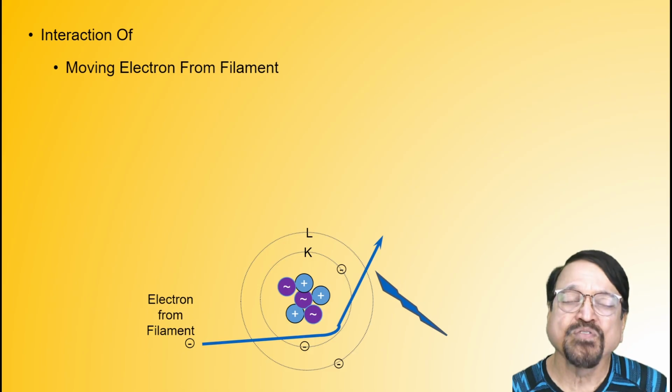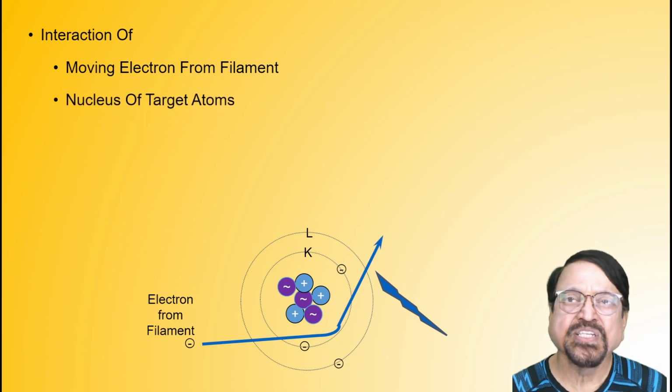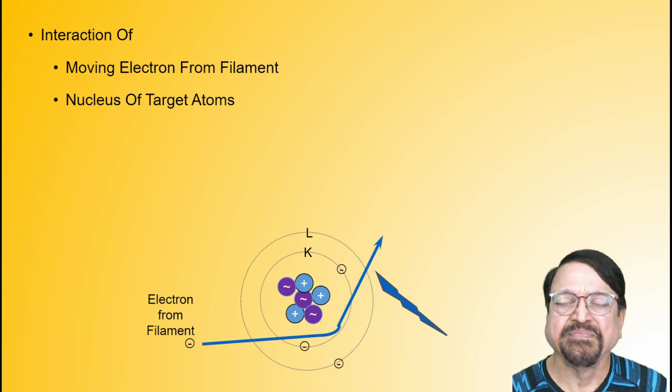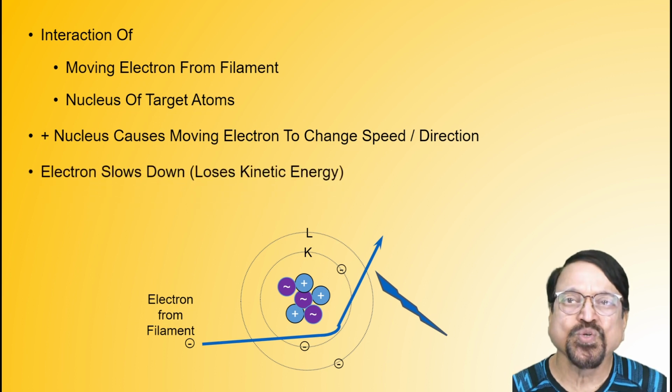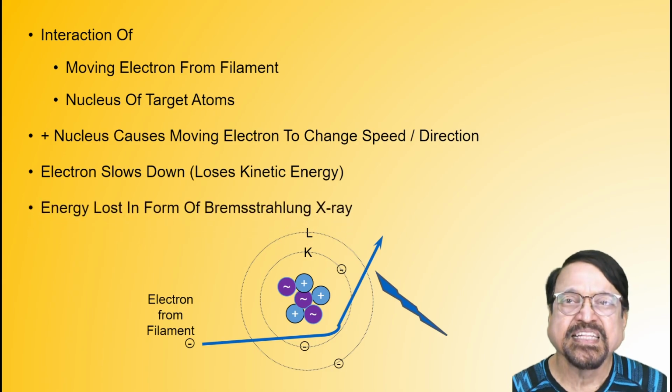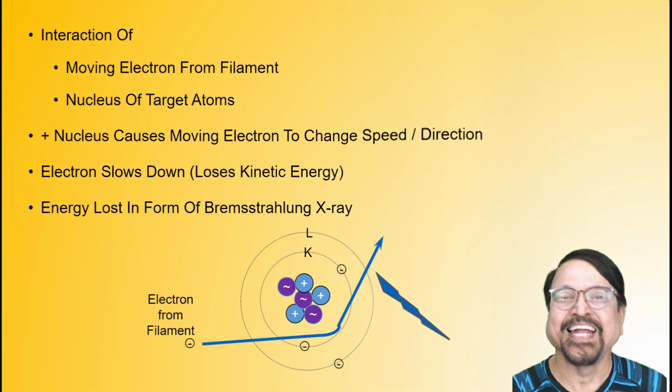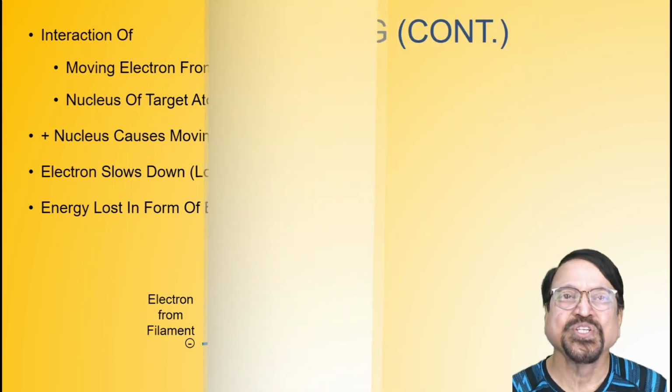Now moving electron from the filament. Now let's see in which step it goes. Moving electron from filament, the nucleus of the target atom. Then the nucleus has got a positive charge, it causes the moving electron to change its speed and direction. The electron slows down, that is the deceleration, and it loses its kinetic energy in the form of a Bremsstrahlung X-ray. So that is how it is produced.